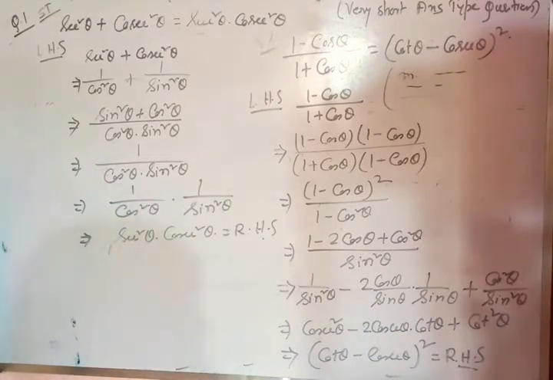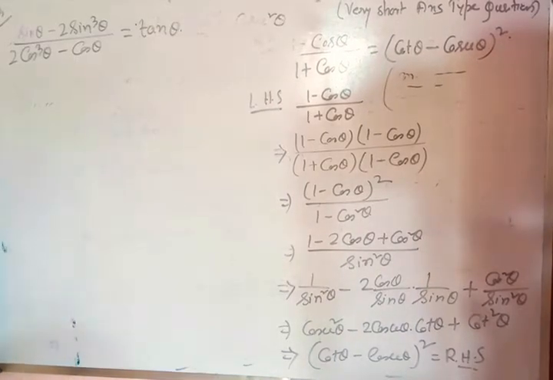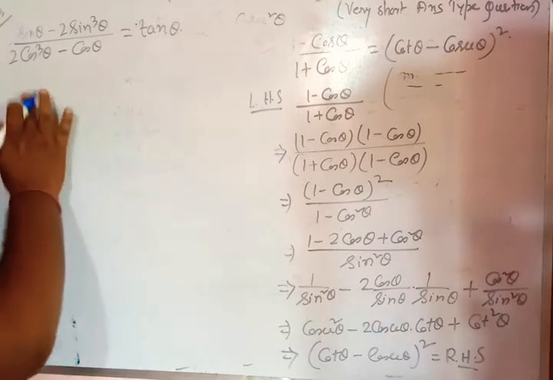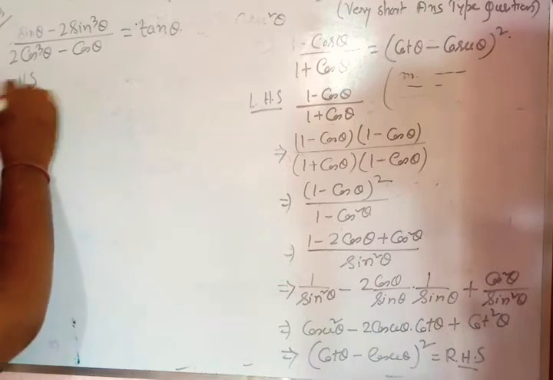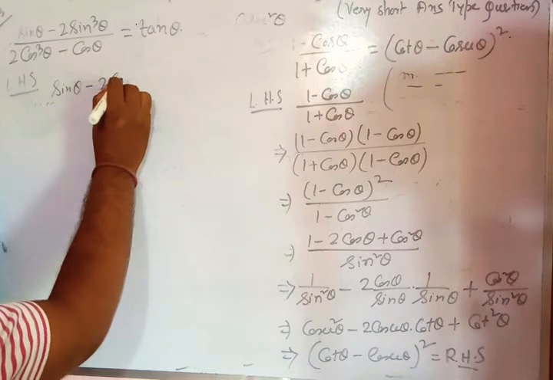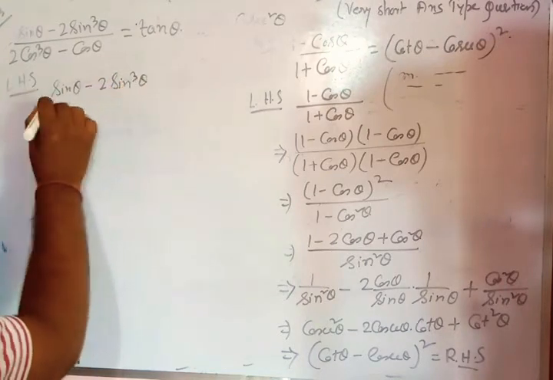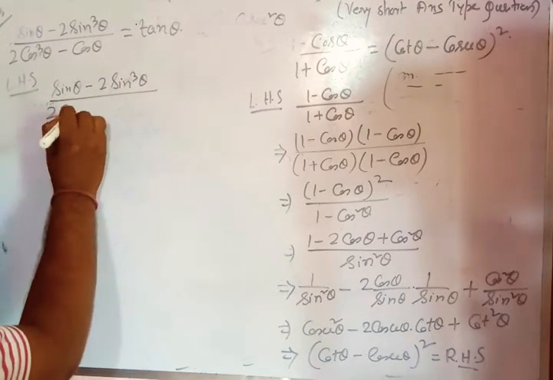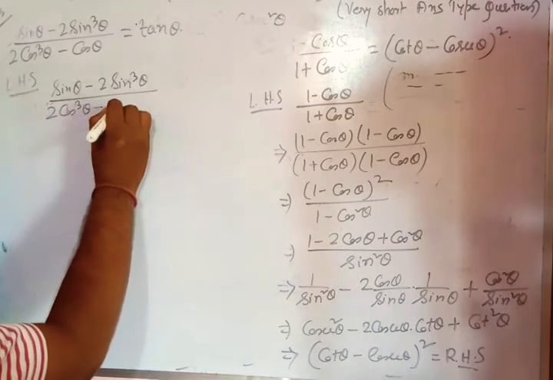Next, move to another question. I have taken one more question on the left hand side. You can see it easily. Sin theta minus 2 sin cube theta by 2 cos cube theta minus cos theta is equal to tan theta. So here LHS is equal to sin theta minus 2 sin cube theta by 2 cos cube theta minus cos theta.